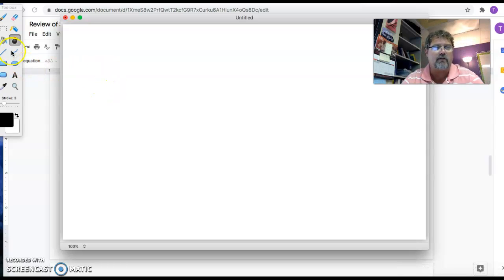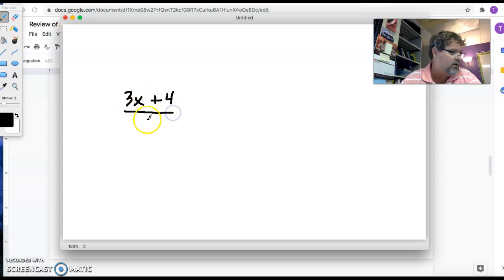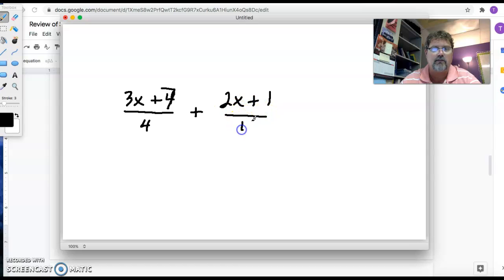So example 5 looks like this. Example 5 is (3x plus 7) over 4. And that's not a 4, y'all, it's a 7. And we have (2x plus 1) over 10, and that's equal to -1. Same game plays here. We need to multiply by the LCD, but first we need to figure out what that is.